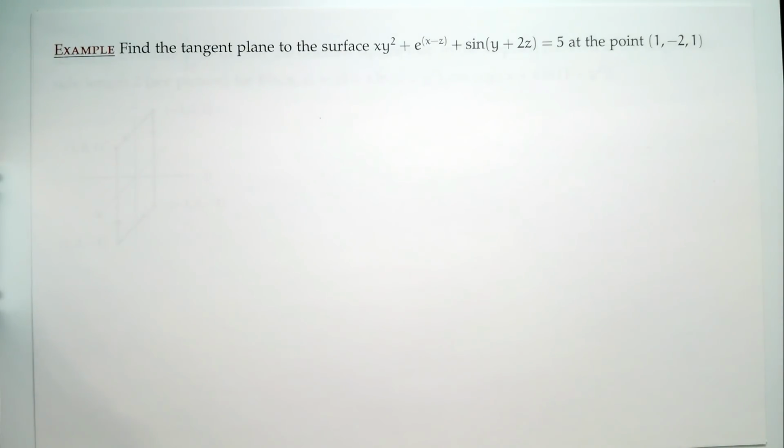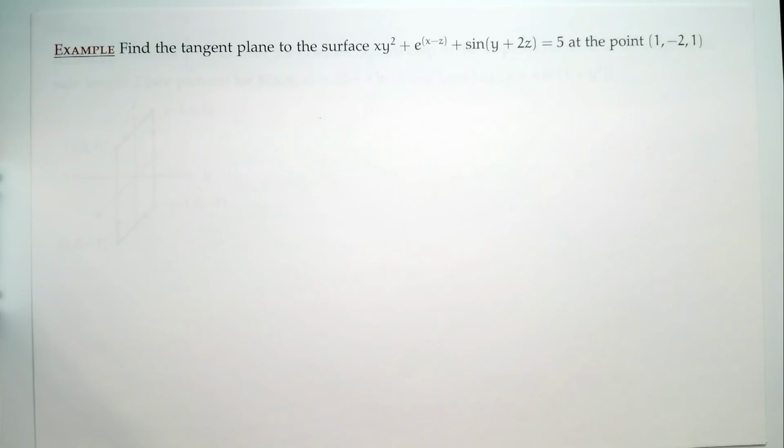Find the tangent plane to the surface xy squared plus e to the power x minus z plus sine of y plus 2z equals 5 at the point (1, negative 2, 1). All right. What an interesting surface they've given to us. So here we have this crazy expression, and it's a surface in three-dimensional space. And we want to find the tangent plane.